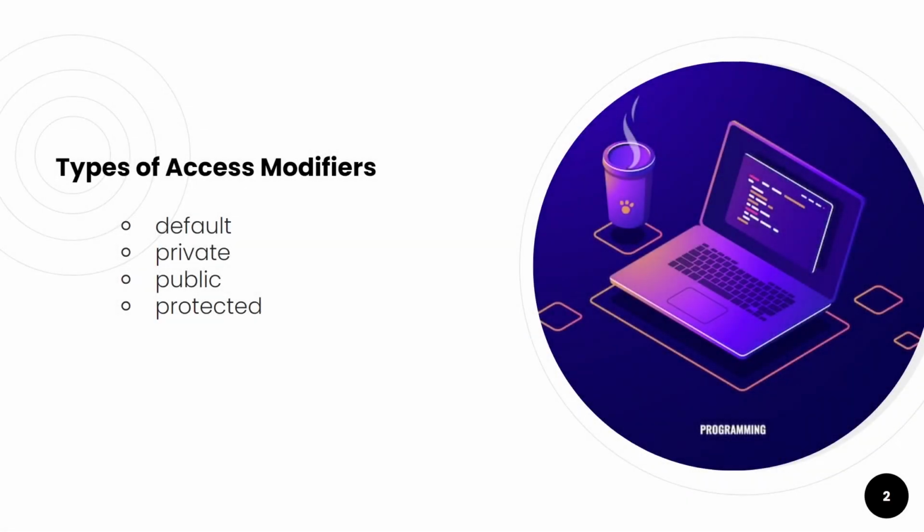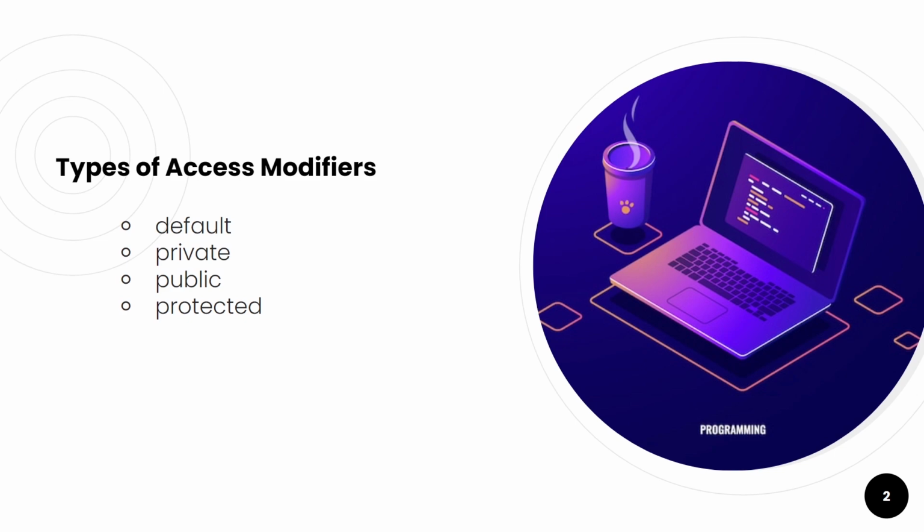What are access modifiers? In Java, access modifiers are used to set the accessibility of classes, interfaces, variables, methods, constructors, data members, and the setter methods. Let us understand the types of access modifiers. Before you learn about types of access modifiers, you should be familiar with the topic of packages. So now coming to the four access modifier keywords in Java: default, private, public, and protected.